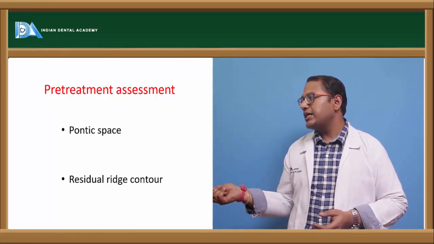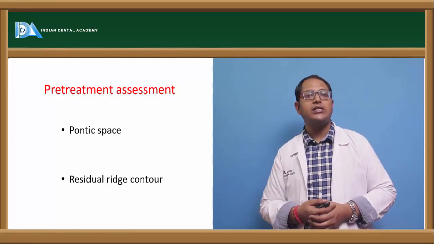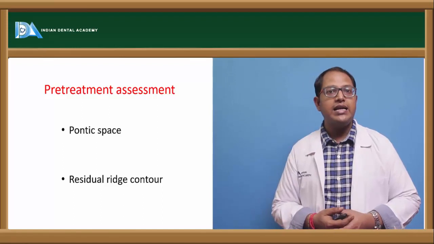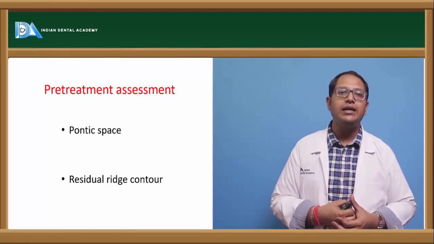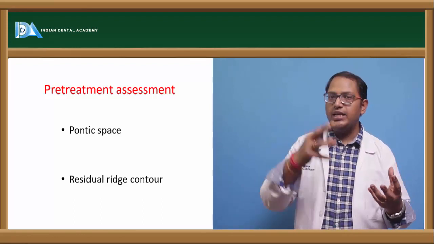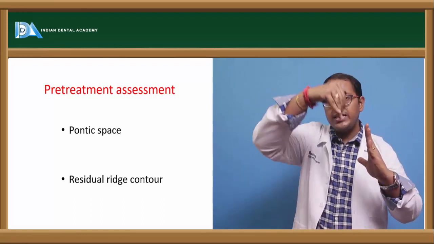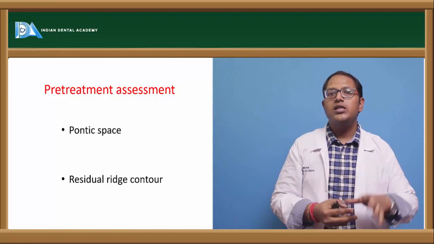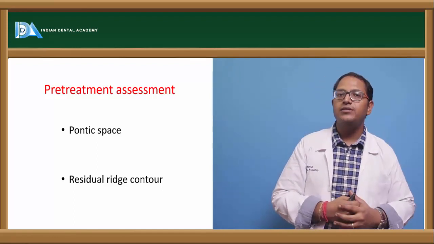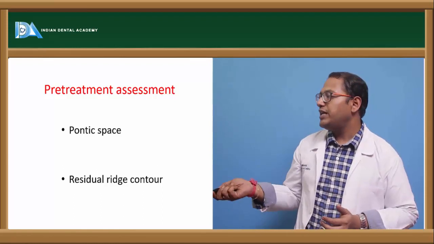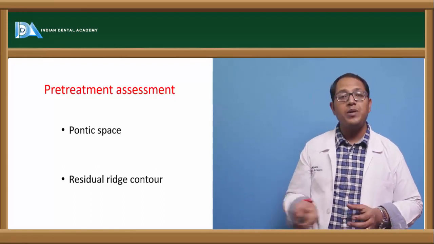Pre-treatment assessments to be done: the Pontic has to have enough space available. Generally, a long-standing missing tooth will be taken up by the side teeth as well as by supra-eruption. So the space for our Pontic which is supposed to come gets reduced. So we need to find out if there is proper Pontic space.